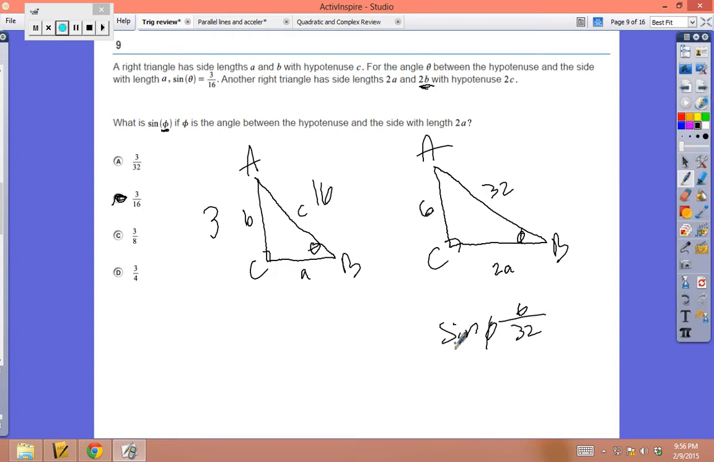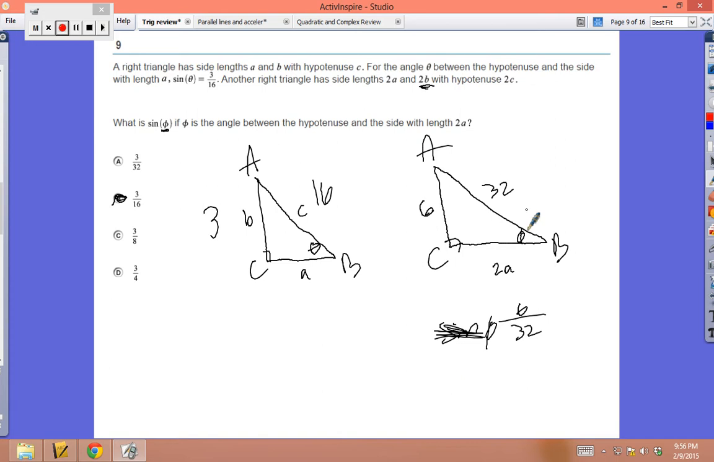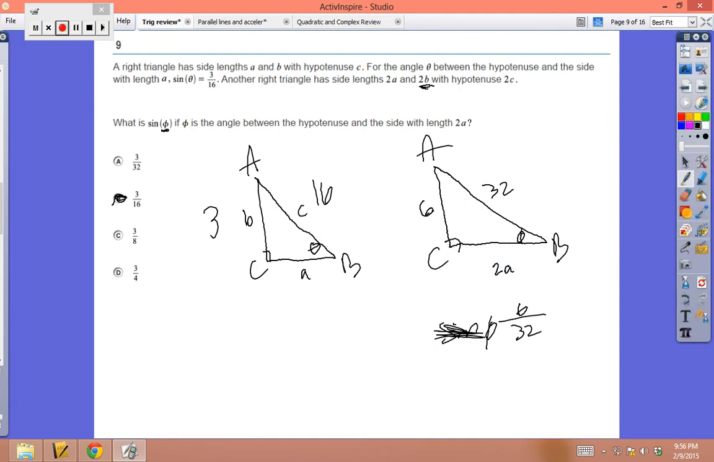So, a good question would be if they would have asked the cosine. So then you would have to find A using Pythagorean's theorem and then double it over on the other triangle and then find the cosine.